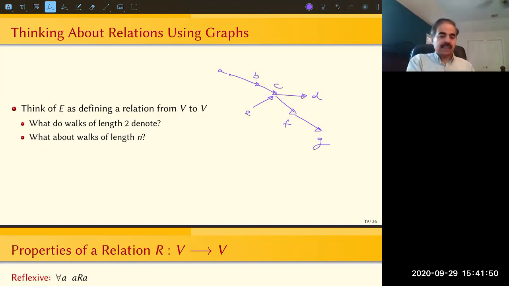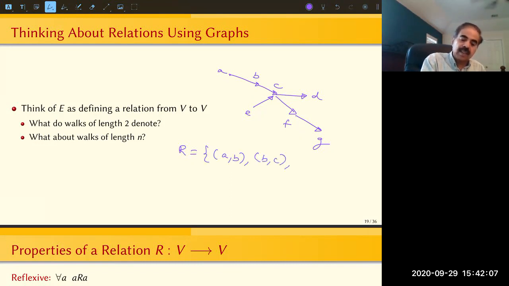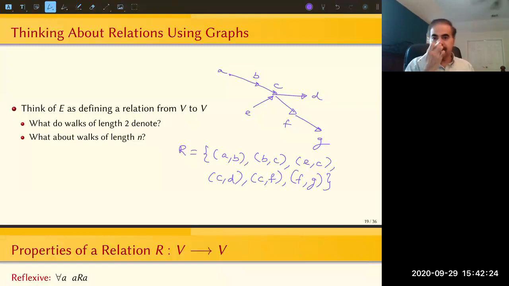Okay, so this is represented as a graph. If we represented this as a relation, we would say the relation R consists of the pairs A comma B. So each edge will be a pair in this relation, right? So B comma C, then E comma C, C comma D, C comma F, and F comma G. Right? Did I miss any edge? I have all the edges, right?